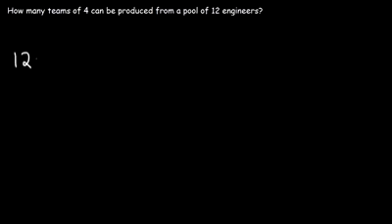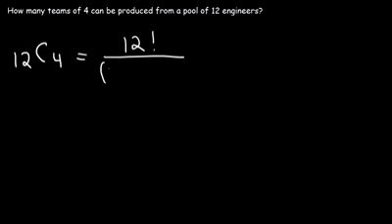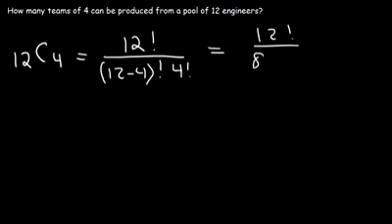So it's going to be 12 C4. And this is equal to n factorial, or 12 factorial, divided by n minus r factorial, that's 12 minus 4 factorial, times r factorial, or 4 factorial. So 12 minus 4 is equal to 8. Now, if you don't want to write 12 times 11 times 10 times 9 times 8 times 7 all the way to 1, here's what you can do.